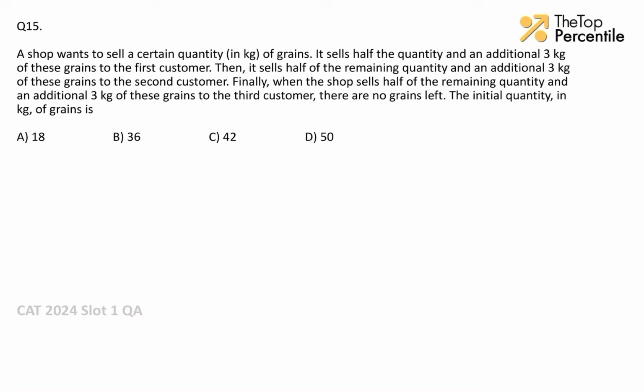A shop wants to sell a certain quantity of grains. It sells half the quantity and an additional 3 kg of these grains to the first customer. Then it sells half of the remaining quantity and an additional 3 kg of these grains to the second customer. Finally, when the shop sells half of the remaining quantity and an additional 3 kg of these grains to the third customer, there are no grains left.